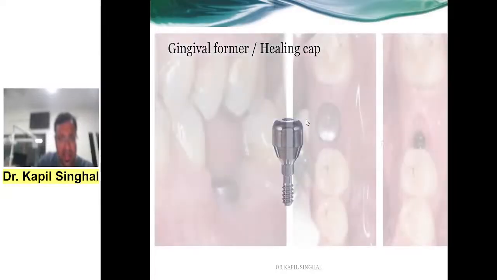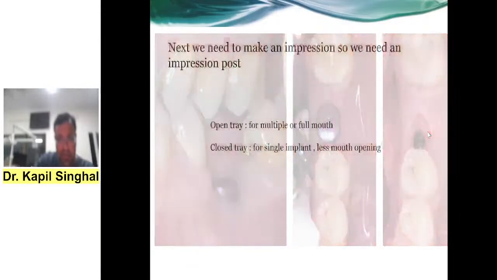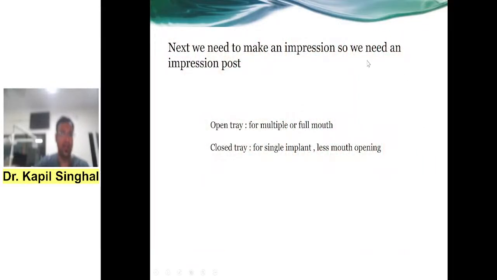Okay, so that's the healing cap. So these are healing caps that when they are placed, it helps to create an emergence of the soft tissue around the implant. So once this emergence is created, now the next step is to make an impression. Now for implants, if you want to make an impression, there are two techniques of impression making. One is open tray technique and the second technique is the closed tray technique.